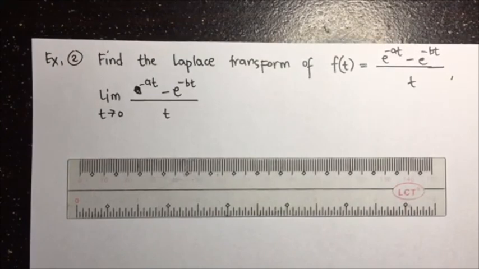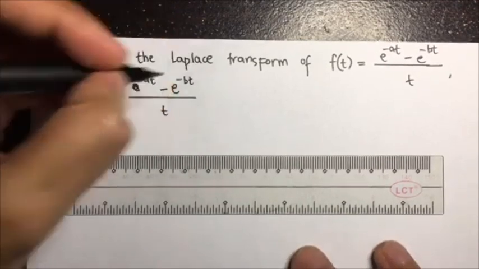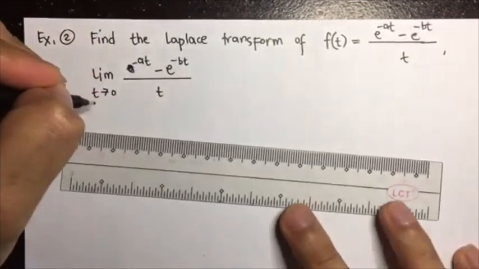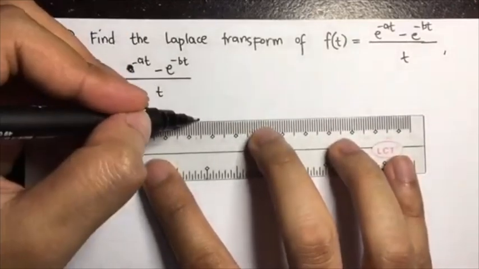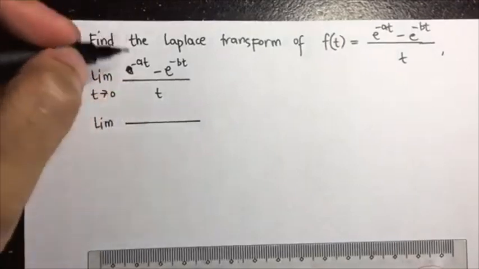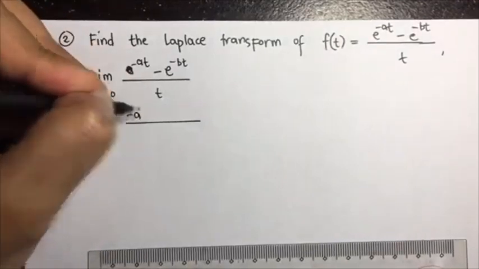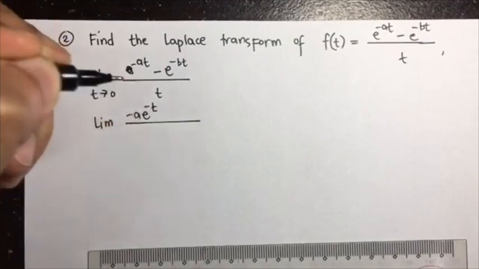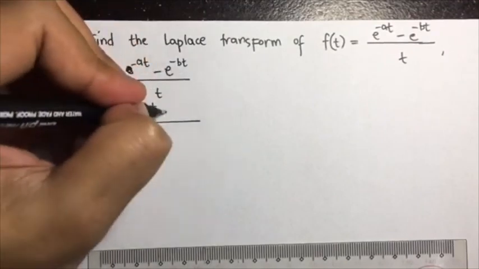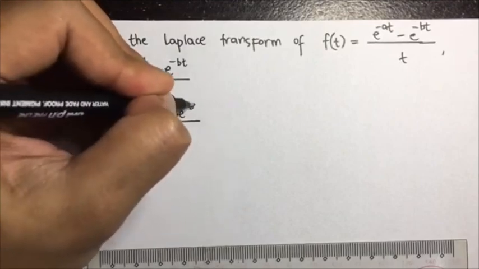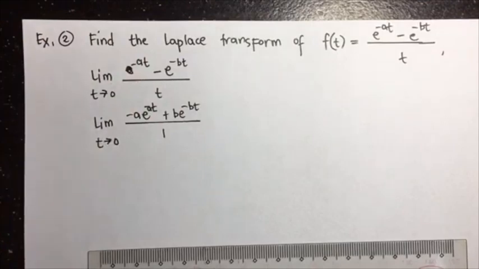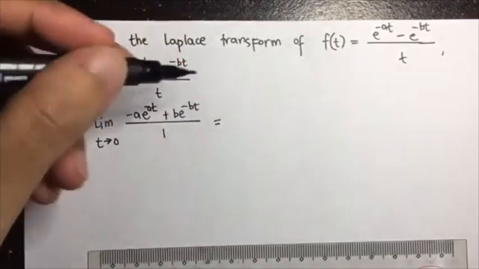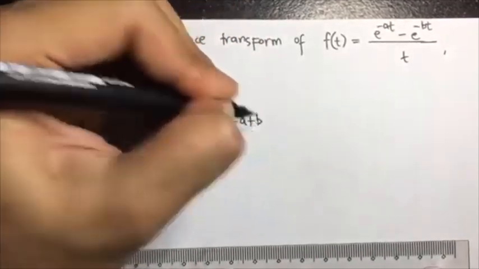Okay, so we can use L'Hopital's rule here. We can differentiate the numerator and then the denominator to see if the limit exists. So the limit becomes negative a e raised to negative at plus b e raised to negative bt over 1 as t approaches 0. So this will become negative a plus b. Okay, so the limit exists.